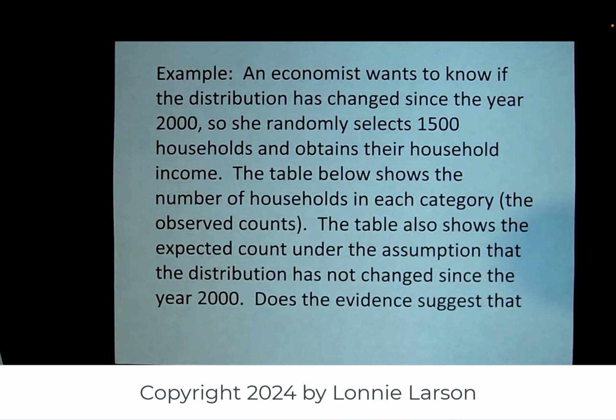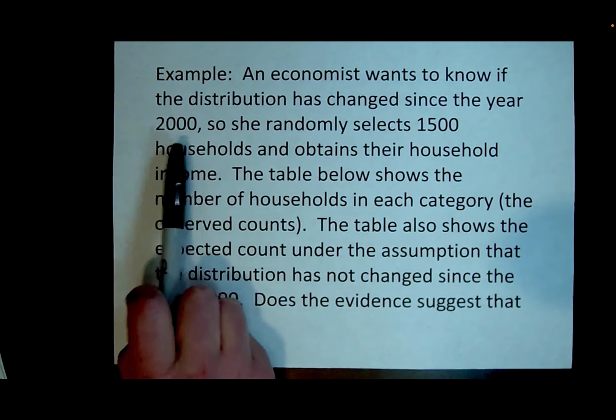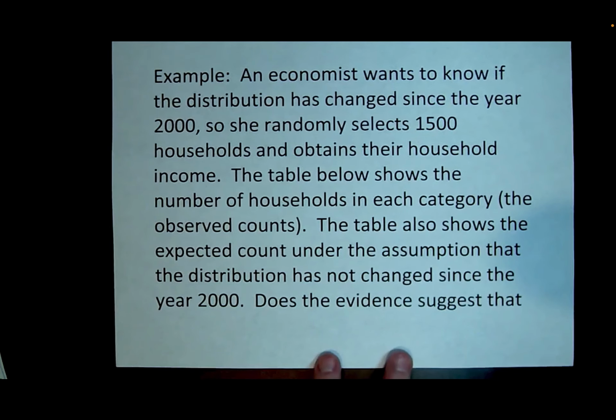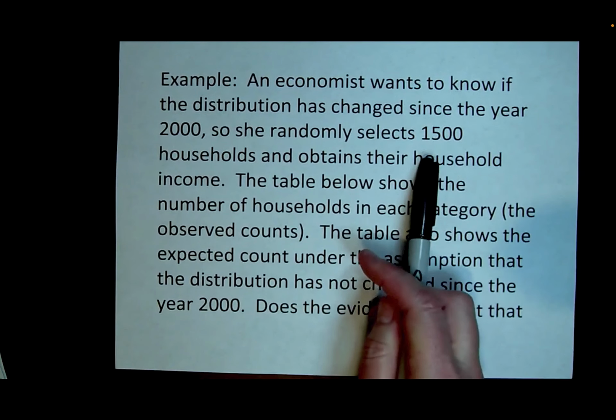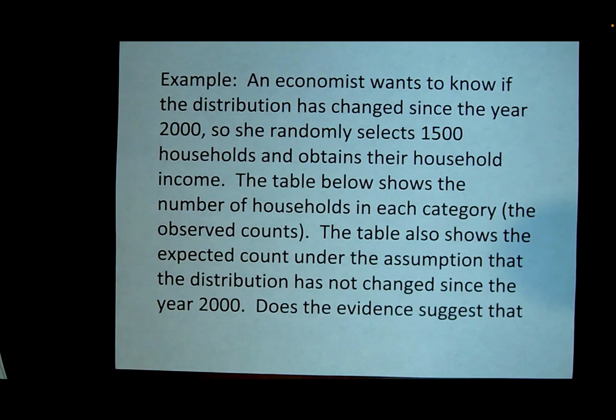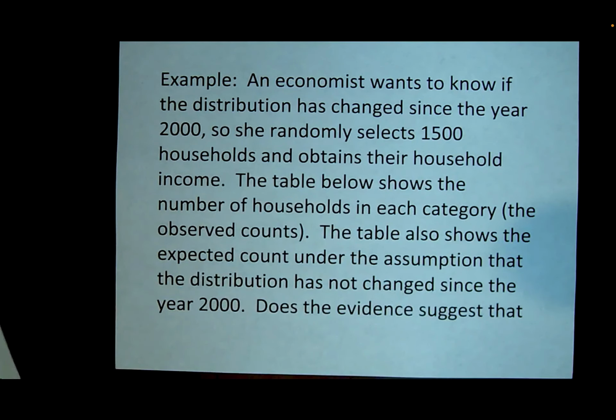Welcome back. We are ready to do an actual goodness of fit test on our household income example. So again, the economist wants to know if the distribution has changed since the year 2000. She's got information from the year 2000, that's giving us expected counts from her randomly selected 1,500 households, and she observes values from them, gets a distribution, and we're going to test it against the 2000 distribution to see how well they match.